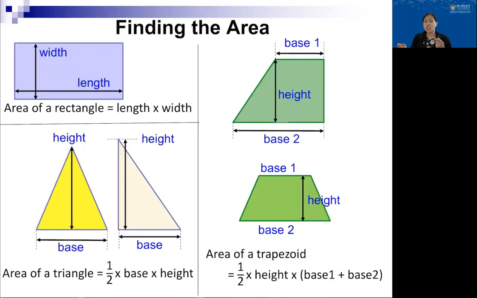So if you're using a calculator, sometimes be aware of the bracketing. If you enter this in the calculator, make sure that you put brackets to enclose your base 1 plus base 2. Otherwise, your calculator might just multiply height with base 1. Or a simpler way would be to add the two bases first and then multiply that with the height and 1/2.